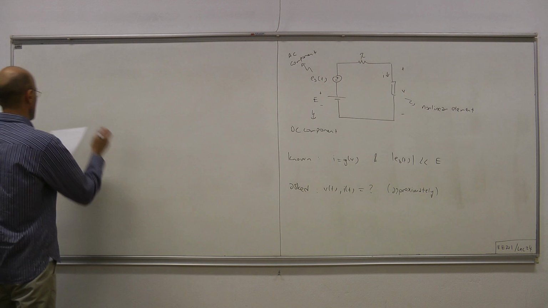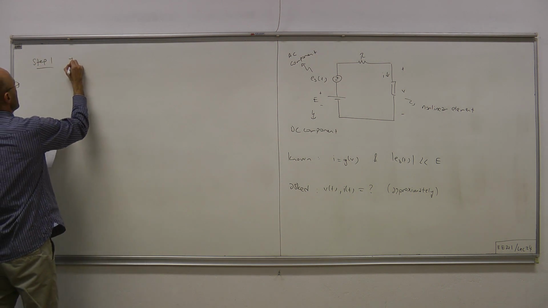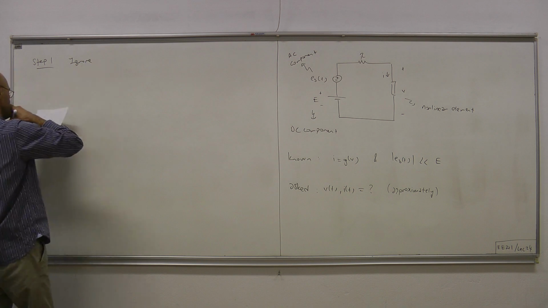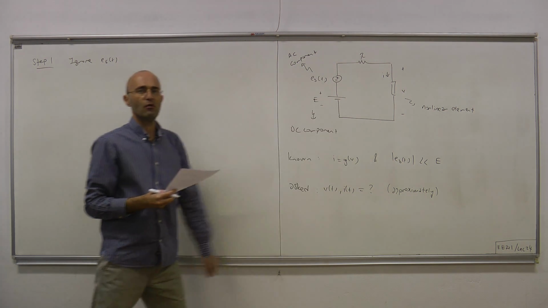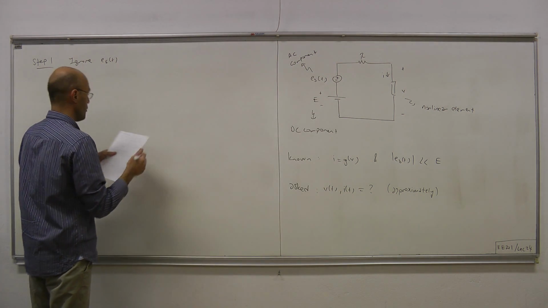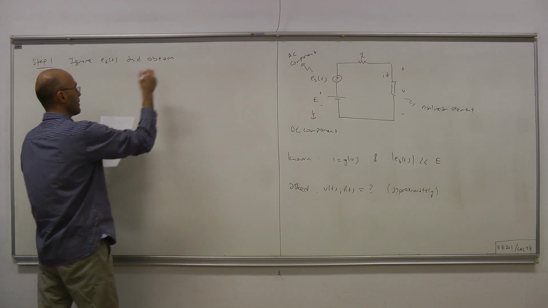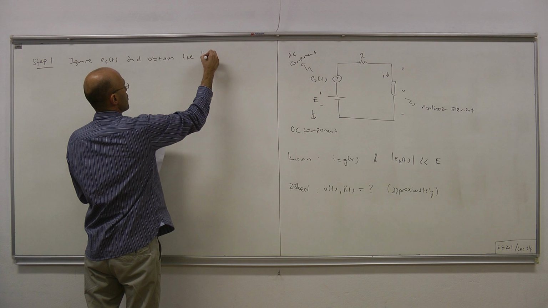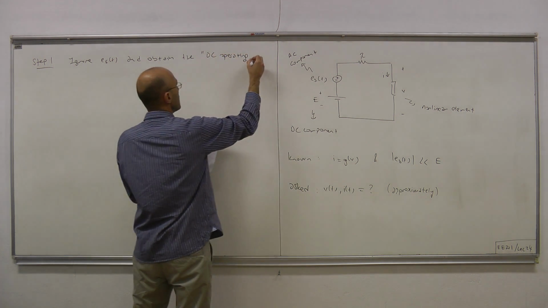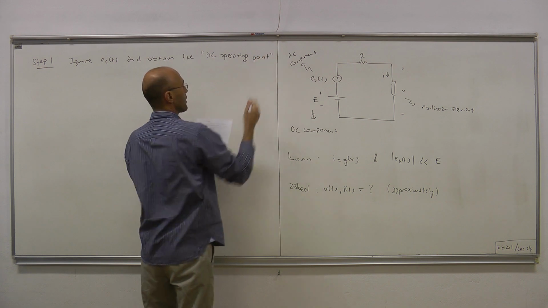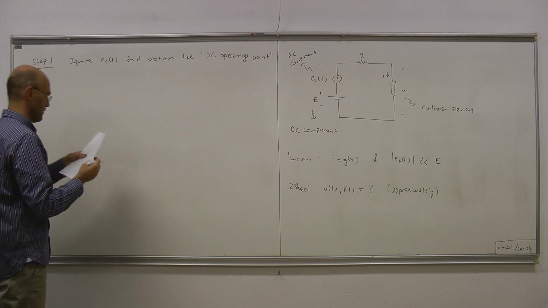So step 1 is therefore to ignore the AC component of the overall input and obtain the so-called DC operating point. And that we know how to do from the previous lecture.